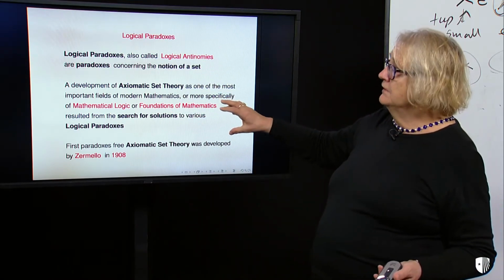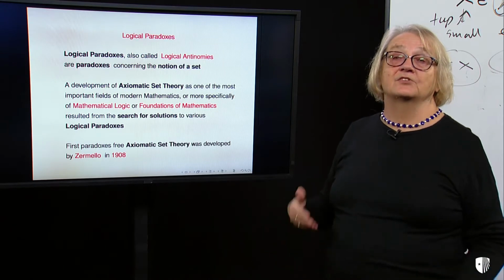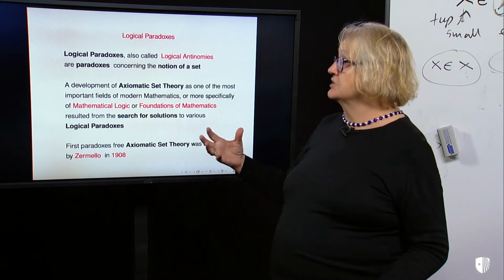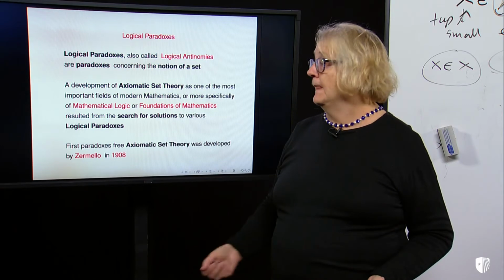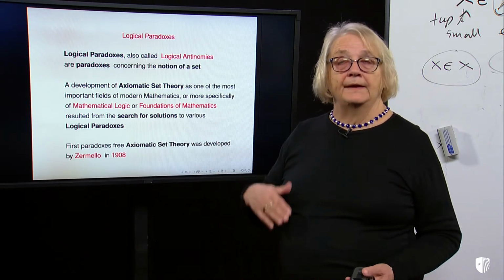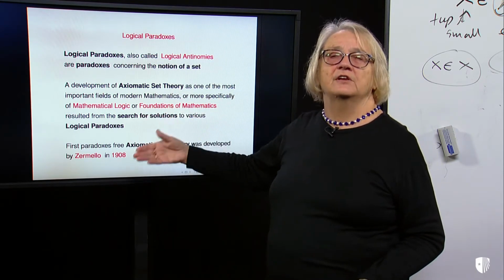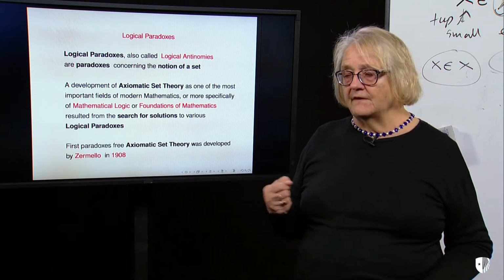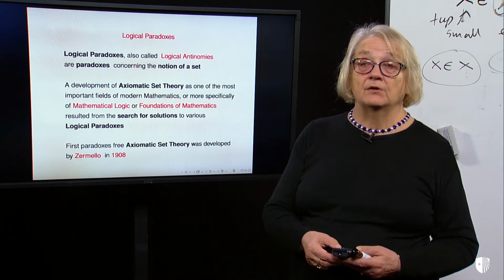So the whole field, axiomatic set theory, is a part of the foundations, of building the foundations of mathematics, and this is built on mathematical logic, and so we'll talk about it later. And all those fields resulted from the search for a solution of various logical paradoxes. And the first paradox-free axiomatic set theory was developed by Zermelo in 1908. So 1902 was Russell, and then the whole development of the notion of the set in the form of axiomatic set theory, it still exists, but there was very, very intense work. The first paradox-free axiomatic set theory was developed by Zermelo in 1908.